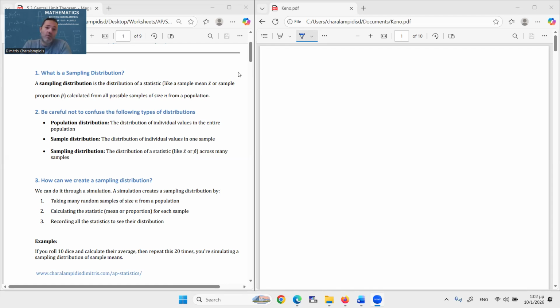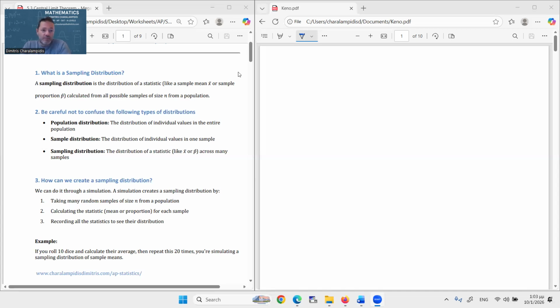Before we go on to that theorem, we have to make sure that we all understand what a sampling distribution really is, because a lot of students think that a sampling distribution is just another graph. But it is actually one of the most important ideas in statistics. And once you get it, you will see that confidence intervals and hypothesis tests will suddenly start making sense. So, in this video, I'll explain what a sampling distribution is, how it's different from other types of distributions, and how we can actually create one step by step.